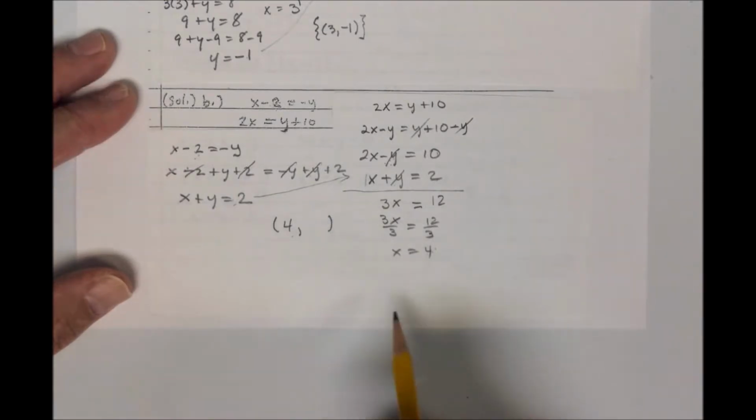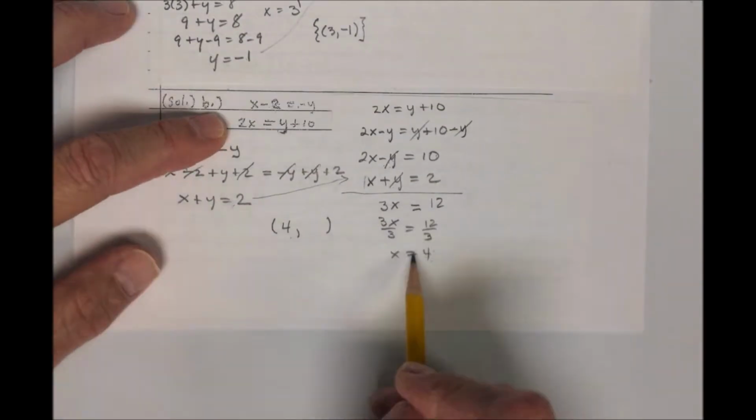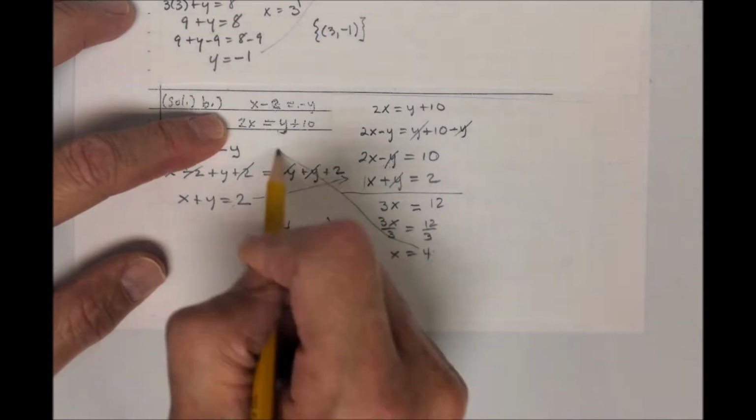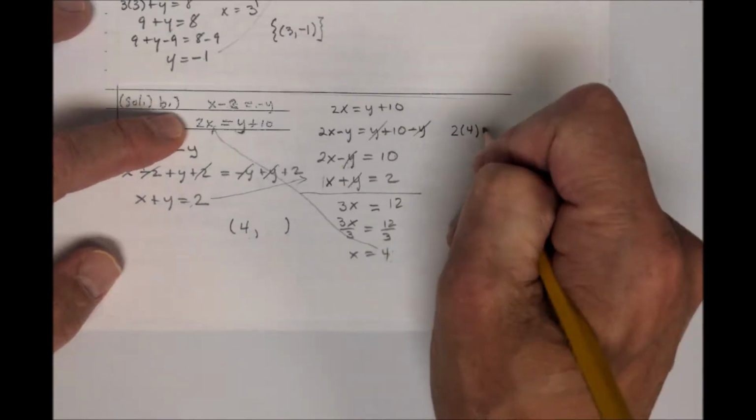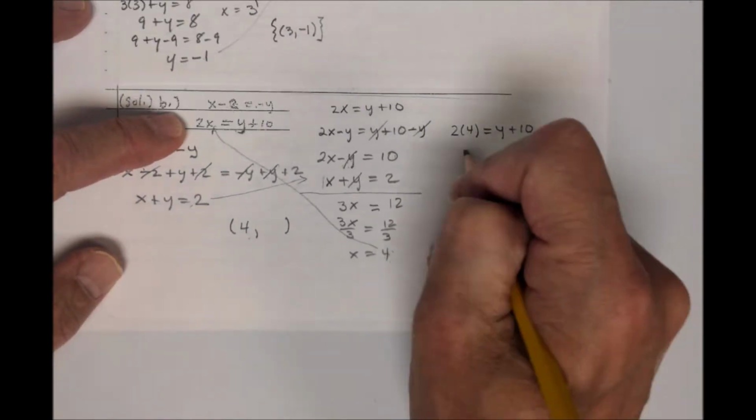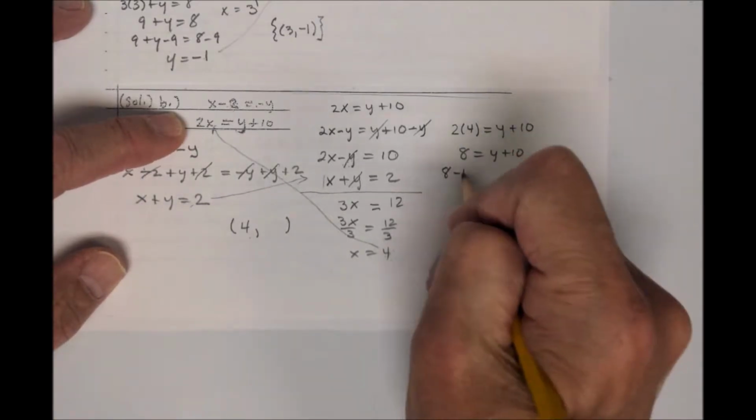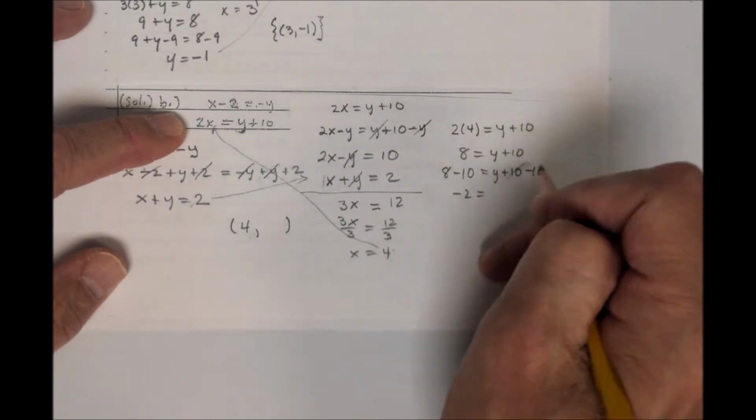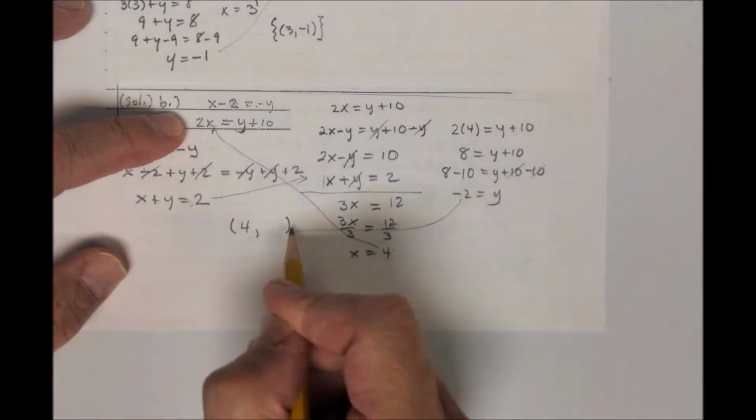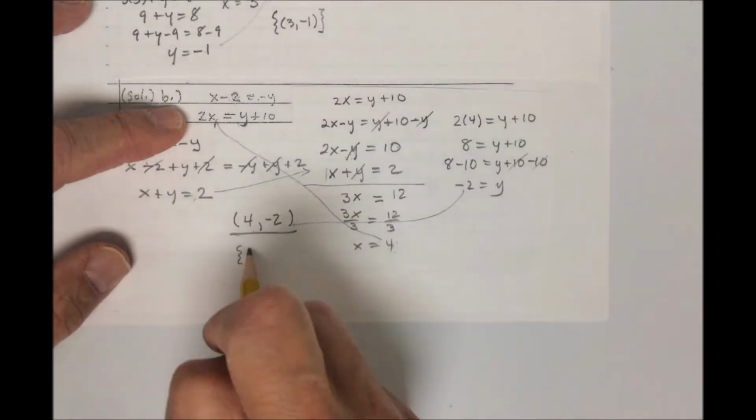Go back and plug this in and solve either one. Doesn't matter which equation. I'm going to take the bottom equation and I'm going to solve for y by plugging the 4 in right there for x. So that's 2 times 4 is equal to y plus 10. So I have 8 equals y plus 10. I'm going to subtract 10 from both sides. And I get y is equal to -2. That goes right in there. So there's my solution, and here's my solution set.